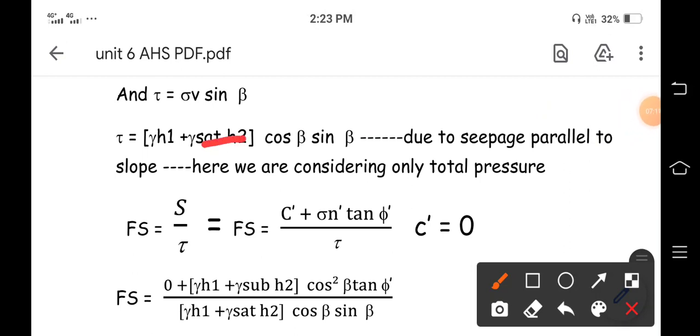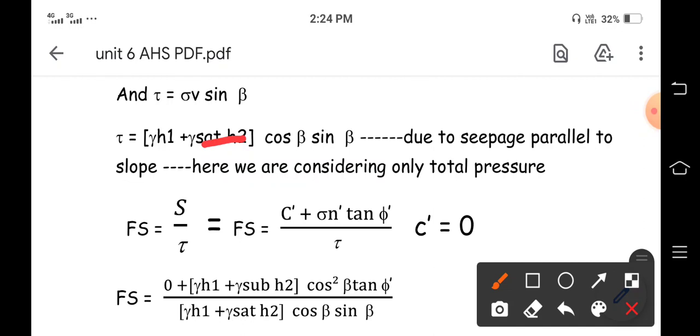And once again we know the formula for factor of safety: Fs equals S upon tau, that is the maximum shear strength upon the shear stress which occurs on the failure plane. If you put the value of S and tau, what is meant by S? S means C plus sigma n tan of phi, upon tau. But as the soil is cohesionless, the value of C will be 0.